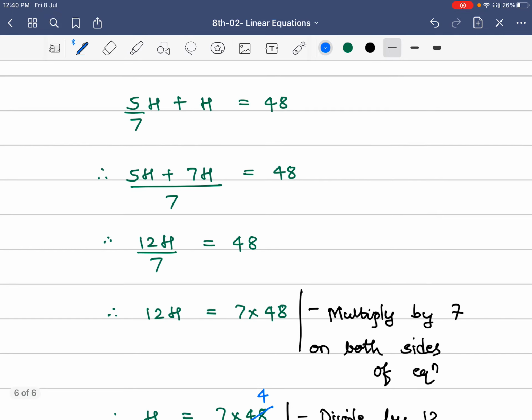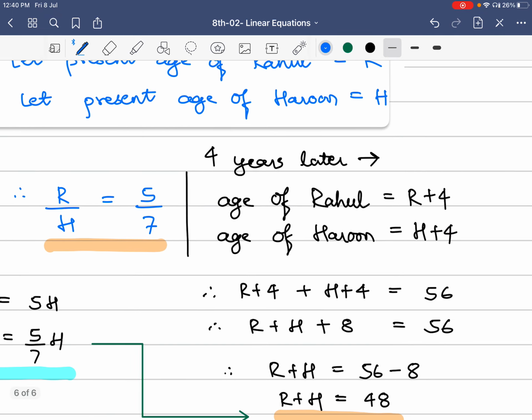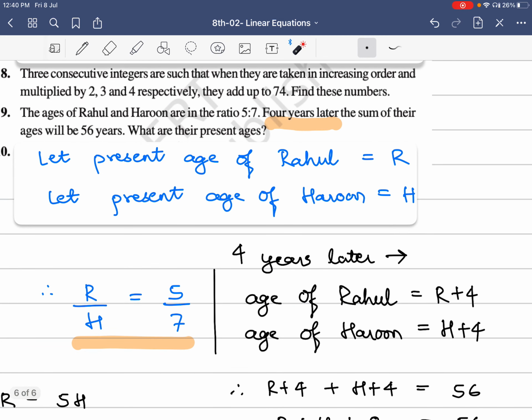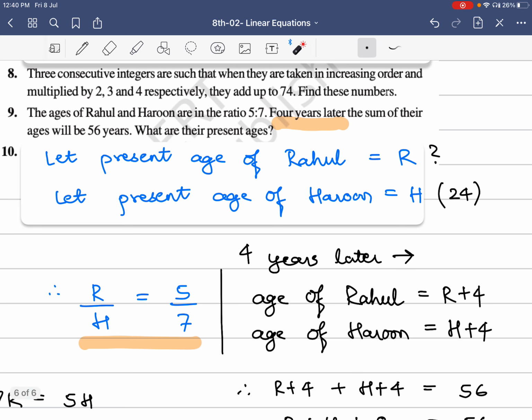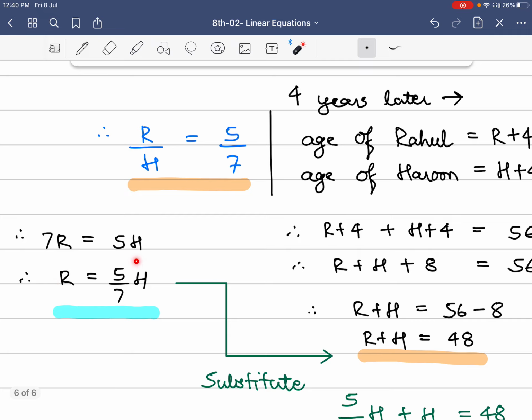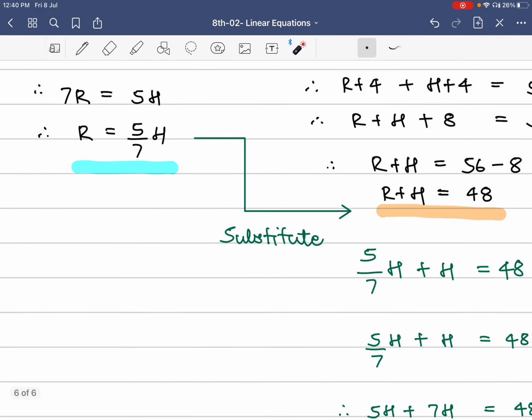So what is H? H is the present age of Harun. Remember this statement. The present age of Harun, H, is equal to 24. So I'm going to make a note of that. This we have found out as 24. Now how do we find out R? R can be found out from this. Here it is. R is equal to 5 by 7H.